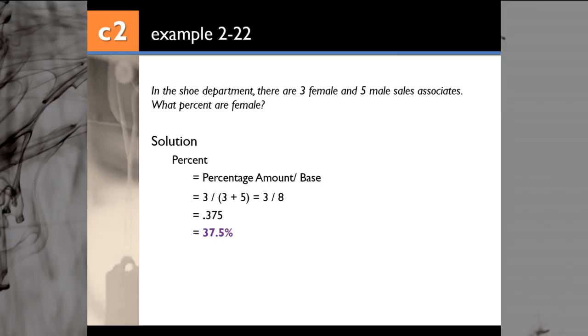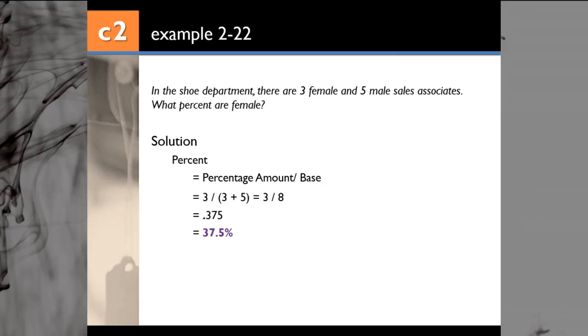So how can you explain that? How can you read this number? How can you apply that to this question? That means that 37.5% of the sales associates were female. Okay.